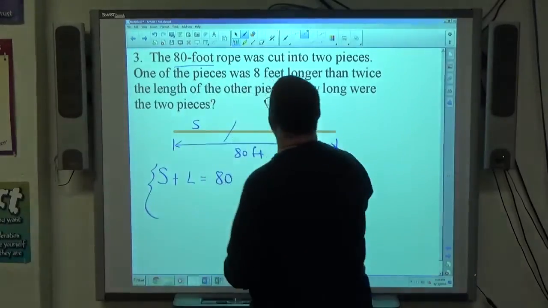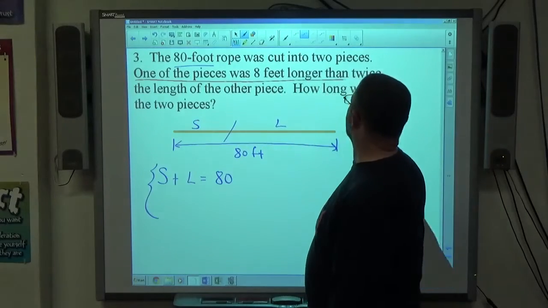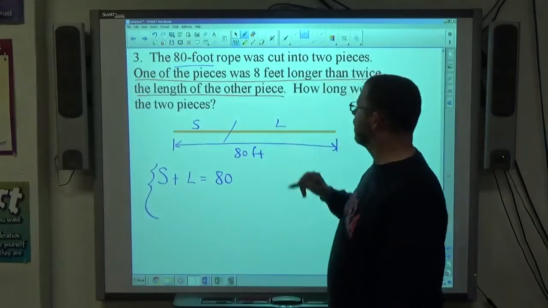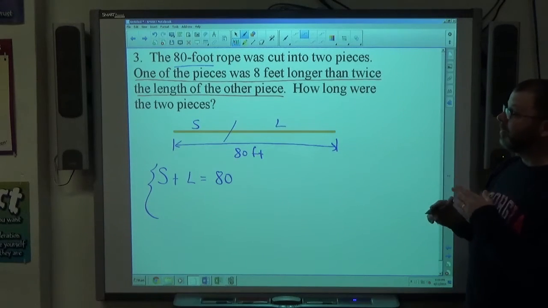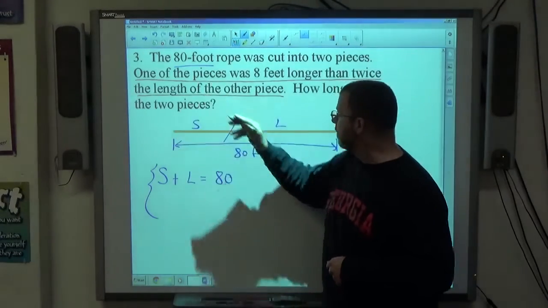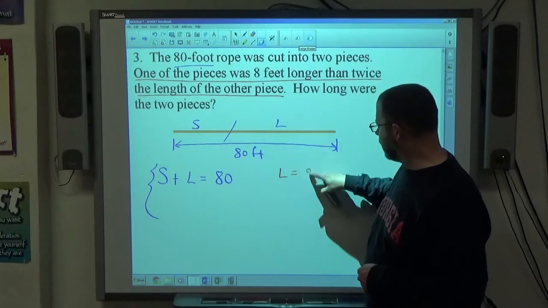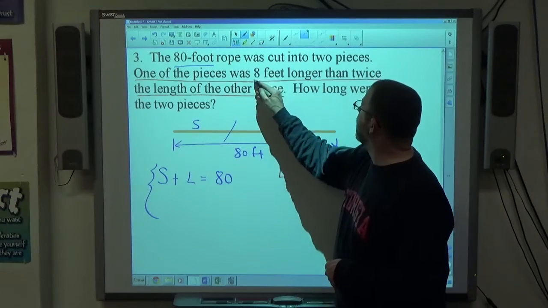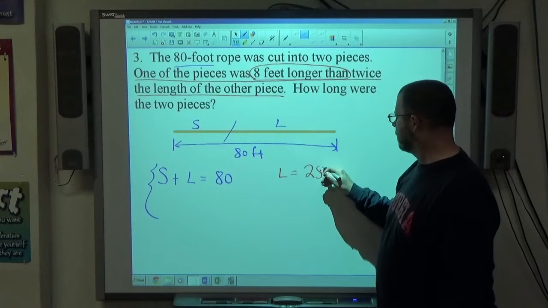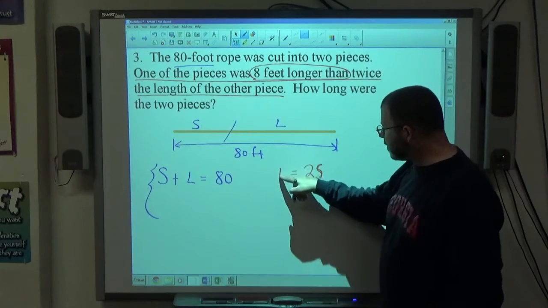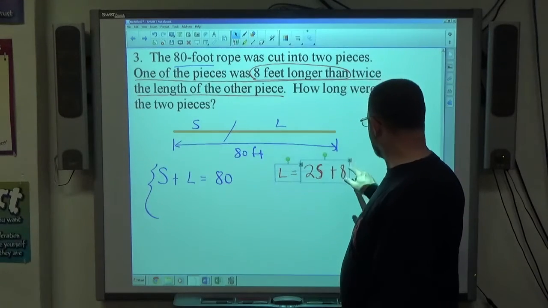The second equation, I'm going to take these words here. One of the pieces was 8 feet longer than twice the length of the other piece. Obviously, the piece that was longer than twice the other piece was going to be the longer piece. So the longer piece, L, was 8 feet longer than, which is like greater than. So 8 longer than, I'm going to ignore this for right now. Twice the other piece, so that's 2s. This is 8 more than this, so plus 8 on this side. So that's my other equation. L equals 2s plus 8.